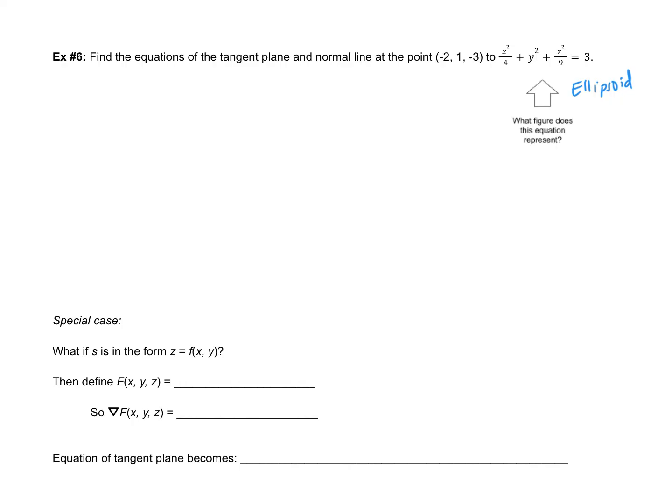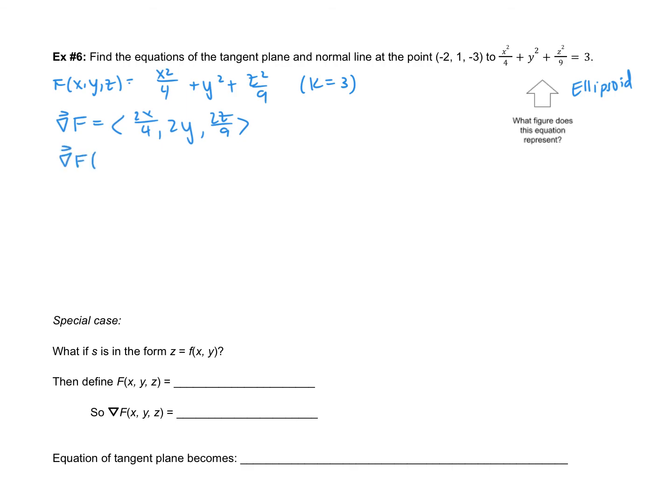Okay, so then if we rewrite this in terms of f, we have f of x, y, z is equal to x squared over 4, add y squared, add z squared over 9. And in this case, k is 3, but we, of course, don't really care about that. So then if we find our gradient of f, we're going to get 2x over 4, 2y, and 2z over 9. We, of course, though, want the gradient at the point -2, 1, -3. And so that is -1, 2, and -2/3.